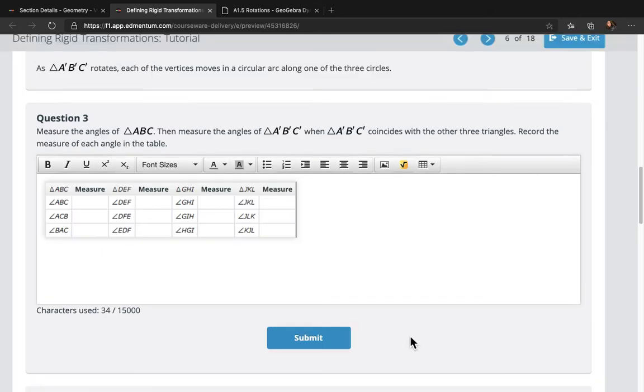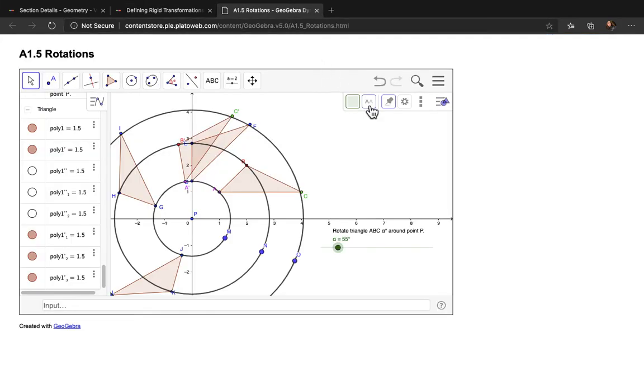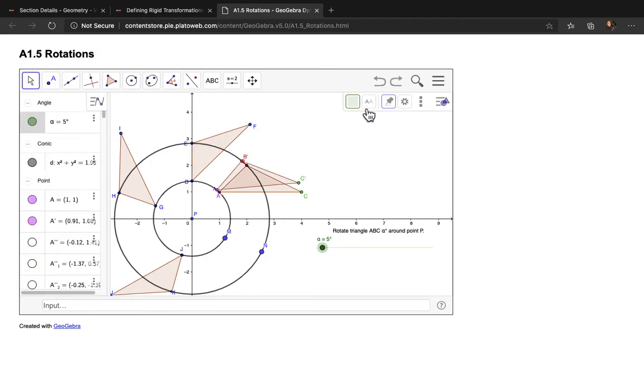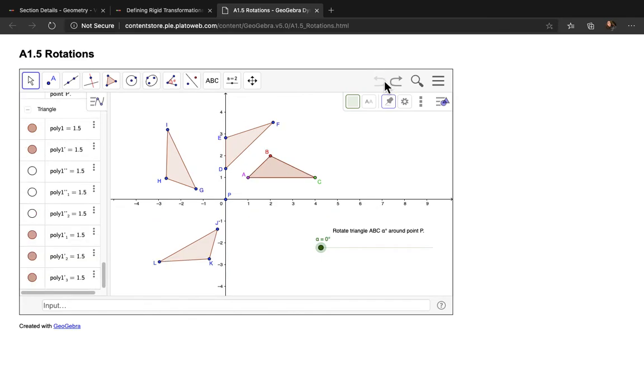Now what we're going to do is look at question 3. It says measure the angles of your triangle, and then you're going to measure all the corresponding angles in the other 3 triangles. I'm just going to do the first 2 with you, and you can do the remaining 2. Again, we're talking about corresponding angles, so I'm going to delete everything. To delete the circles that you just created, you're just going to press this back button.